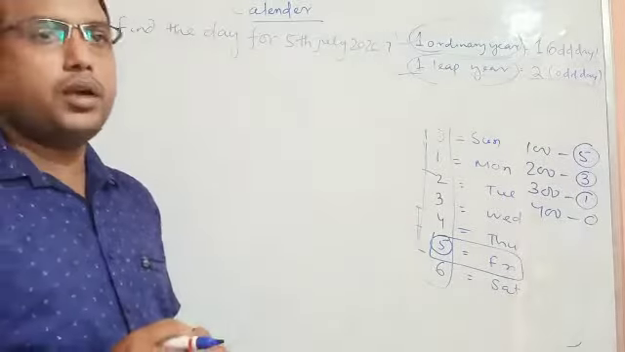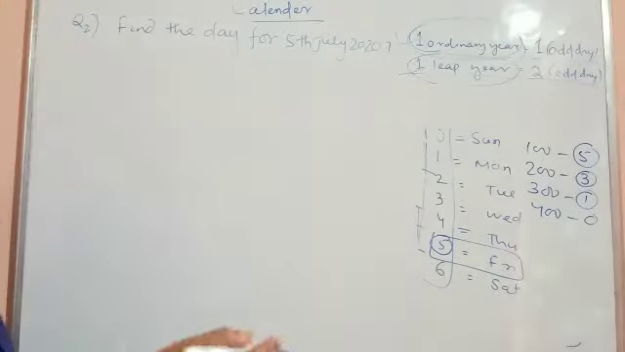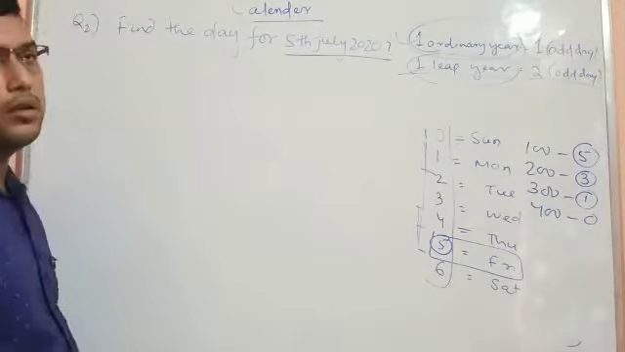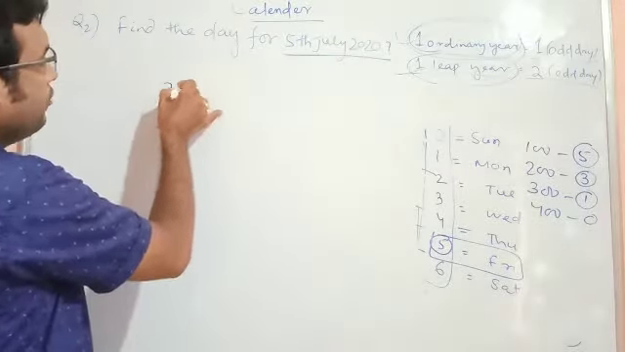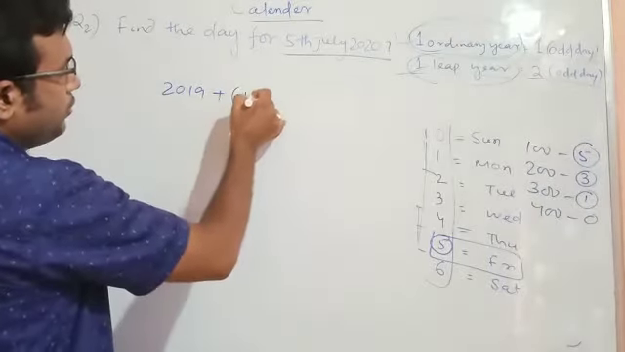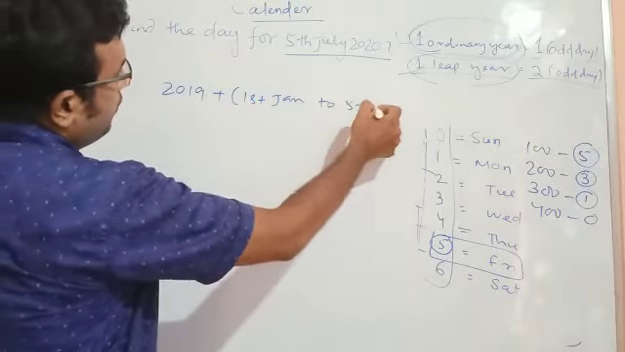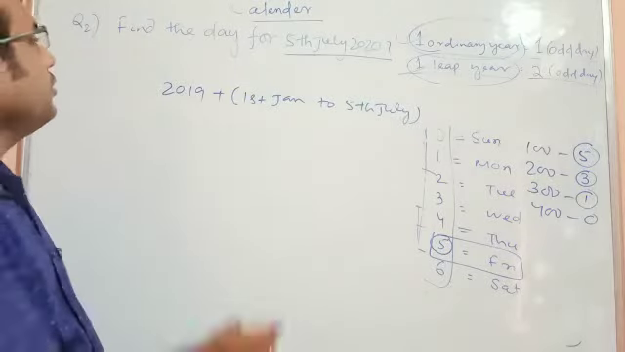Now come to the second example. Using method 1, we solve the second example. Suppose we need to find the day for 5th July 2020. So you just break it into a year part, which means 2019 is completed, and a part from 1st January to 5th July. Using the first method, you just break it in this way.